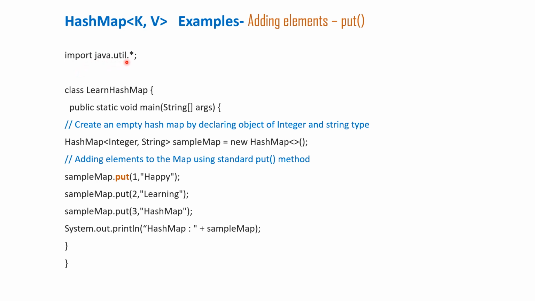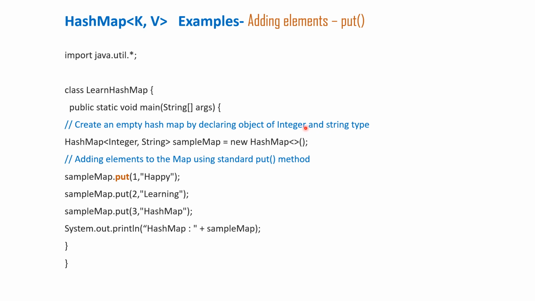So, import java.util.*, which I have given. Previously we have seen that if you want to use HashMap, we import it from java.util.HashMap. We can give it like that, and if you give java.util.*, whatever classes are there in the package, it will take everything. Here is a simple class, learn HashMap. In the main method, first we have to create an empty HashMap by declaring an object of Integer and String type. Integer will be our key, and String will be our value.